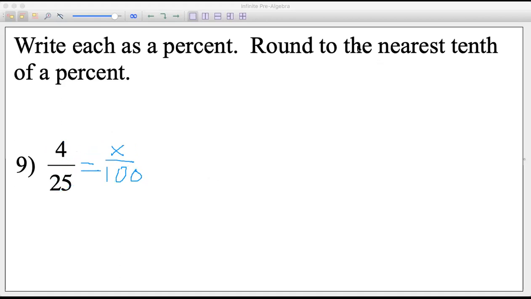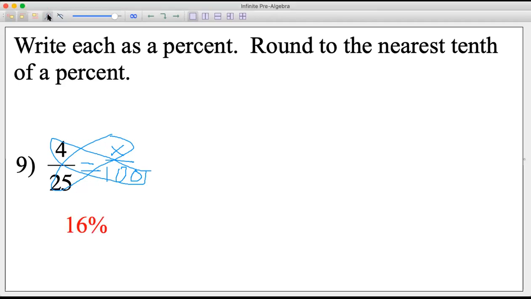Step 1, set the fraction equal to x over 100. Step 2, cross multiply. Step 3, add a percent symbol and you're done. I'm skipping solving the cross multiplication. It's not that you can skip it, but I'm just skipping the, hey, let's not have 20 steps. Cross multiply, solve for x. Is it 16%? It is 16%.